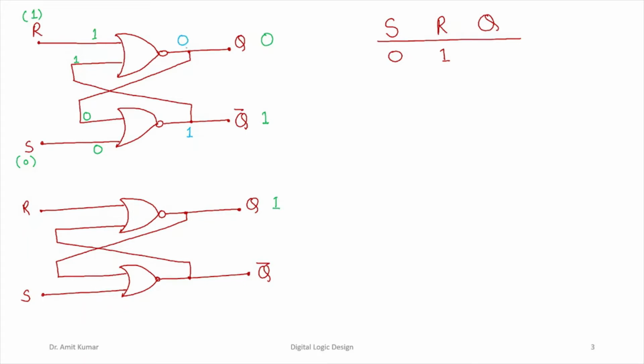Now if this is 0, from the feedback mechanism, it will be made available to the input of this. 0 NOR 0 is going to be what? It is going to be 1 again, right? So this 1 from the feedback is made available to this particular input. So 1 NOR 1, it is going to be what? 0, right?